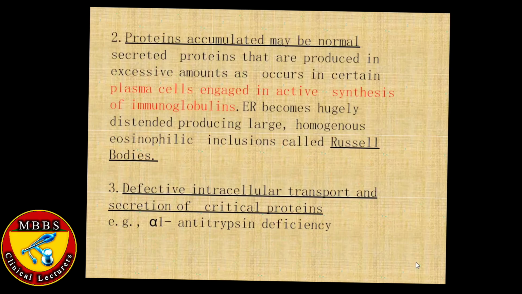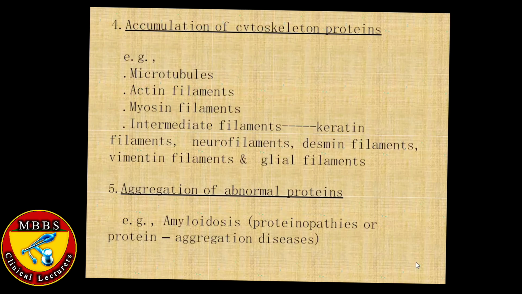Second way, the protein accumulation may be of normal, secreted protein that is produced in excessive amounts, as occurs in certain plasma cells engaged in active synthesis of immunoglobulin, which we already talked about in myeloma. So the endoplasmic reticulum becomes hugely distended, producing large homogeneous eosinophilic inclusions called Russell bodies, which I showed you in the last two histopathologic pictures. Third way, defective intracellular transport and secretion of critical protein. Usually this happens in people who are suffering from alpha-1 antitrypsin deficiency.